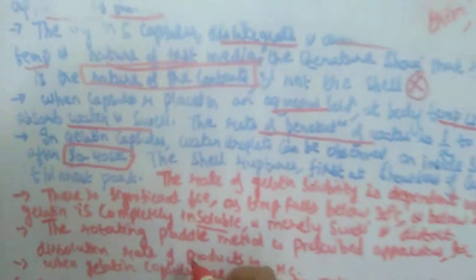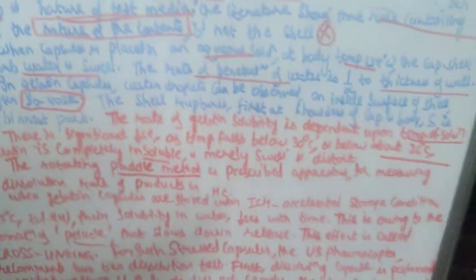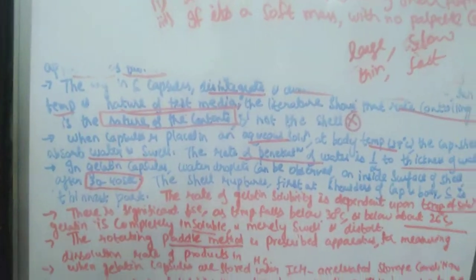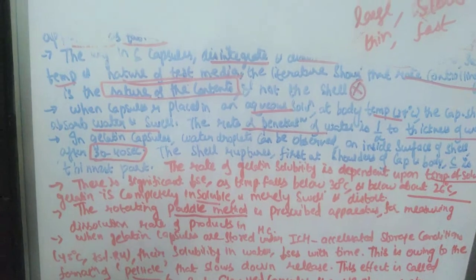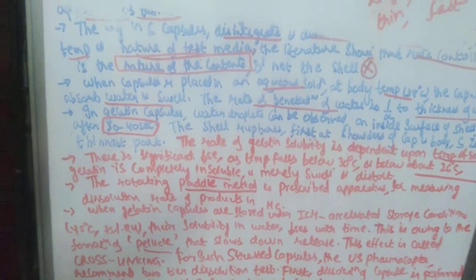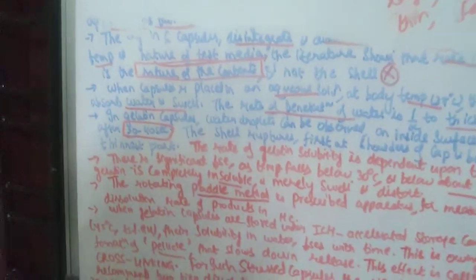So the apparatus we are using is a rotating paddle. This is a USP type 2 apparatus. So the rotating paddle method is the prescribed apparatus for measuring the dissolution rate in hard gelatin capsules. So you are using the USP type 2 paddle apparatus for testing the dissolution of capsules.